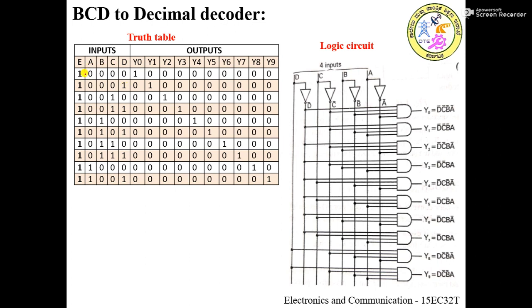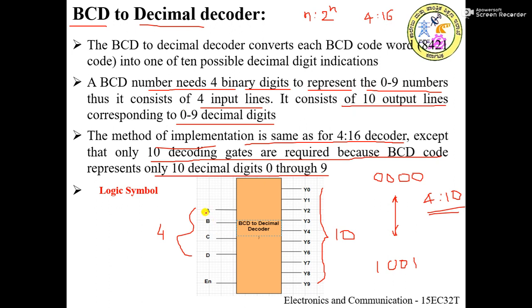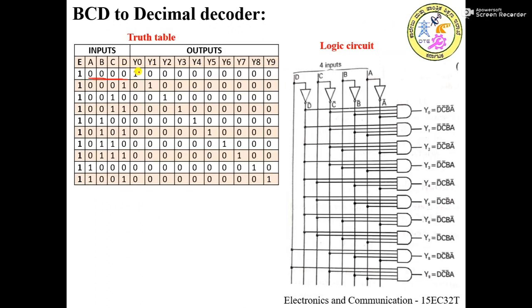Here you can see, whenever enable is 1 and the inputs are 0 0 0 0, only the first line, that is y0, will be active high, because we have to represent the decoded information on the output lines. Decoded information means, since it is an active high output decoder, only y0 will be 1 and all other output lines will be zeros. You can see here only y0 is 1 and all other output lines are 0.